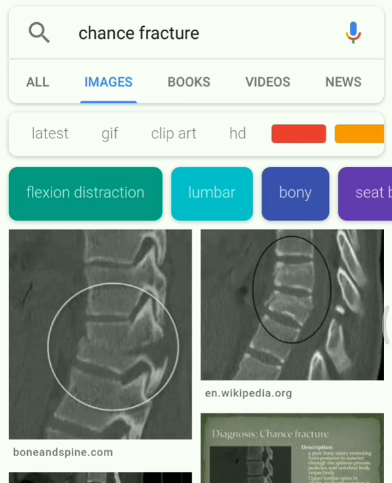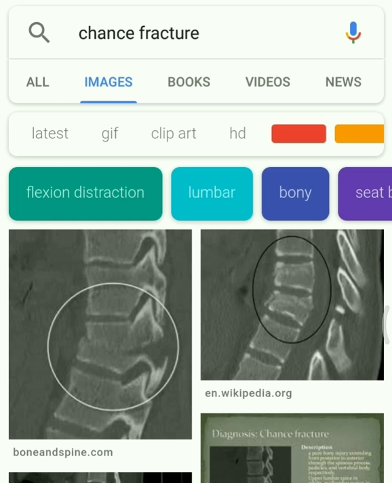So, chance fracture, seatbelt injury or jackknife injury. The mechanism is first flexion, then followed by flexion rotation of the vertebra, and the level of injury is at the junction of T11 and L1, that is the 11th thoracic vertebra and the first lumbar vertebra.